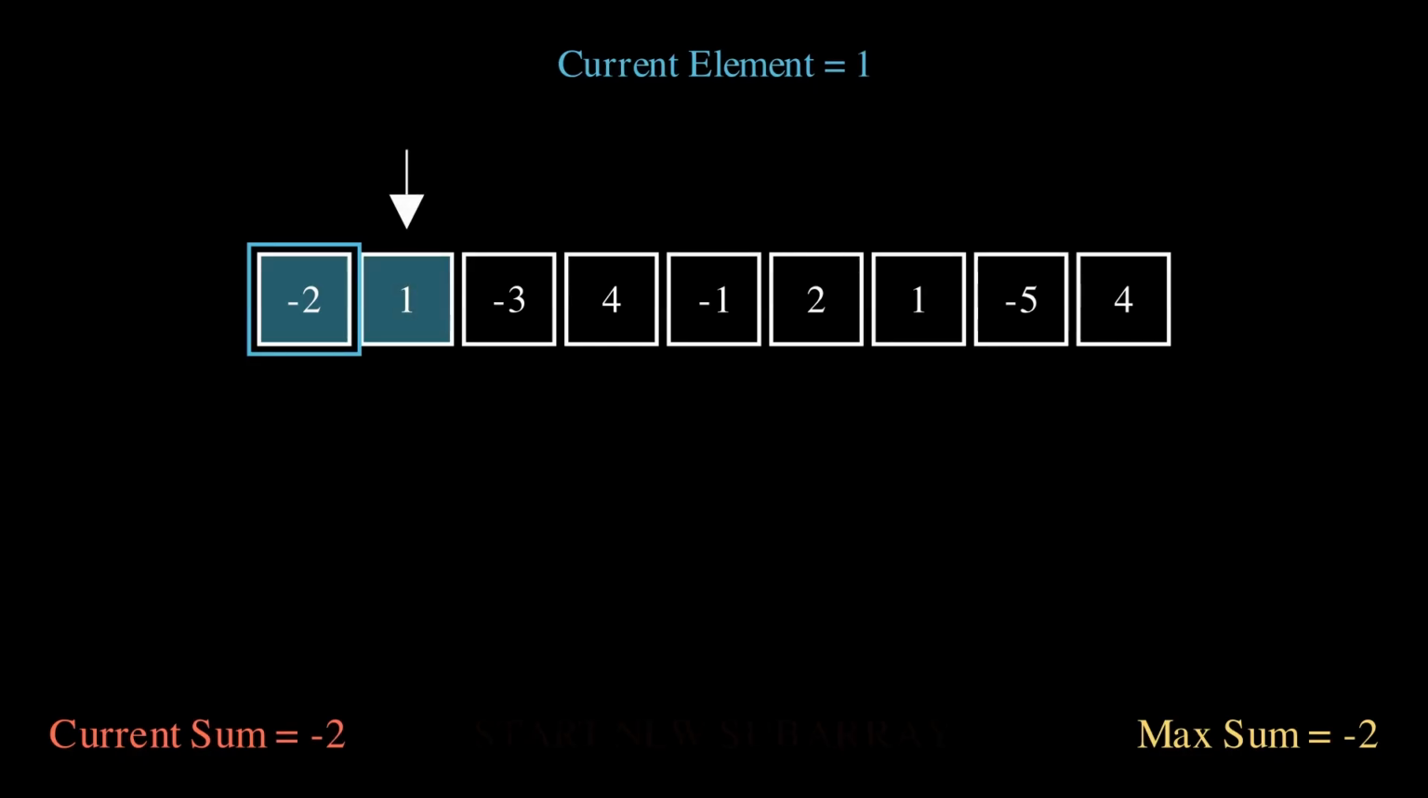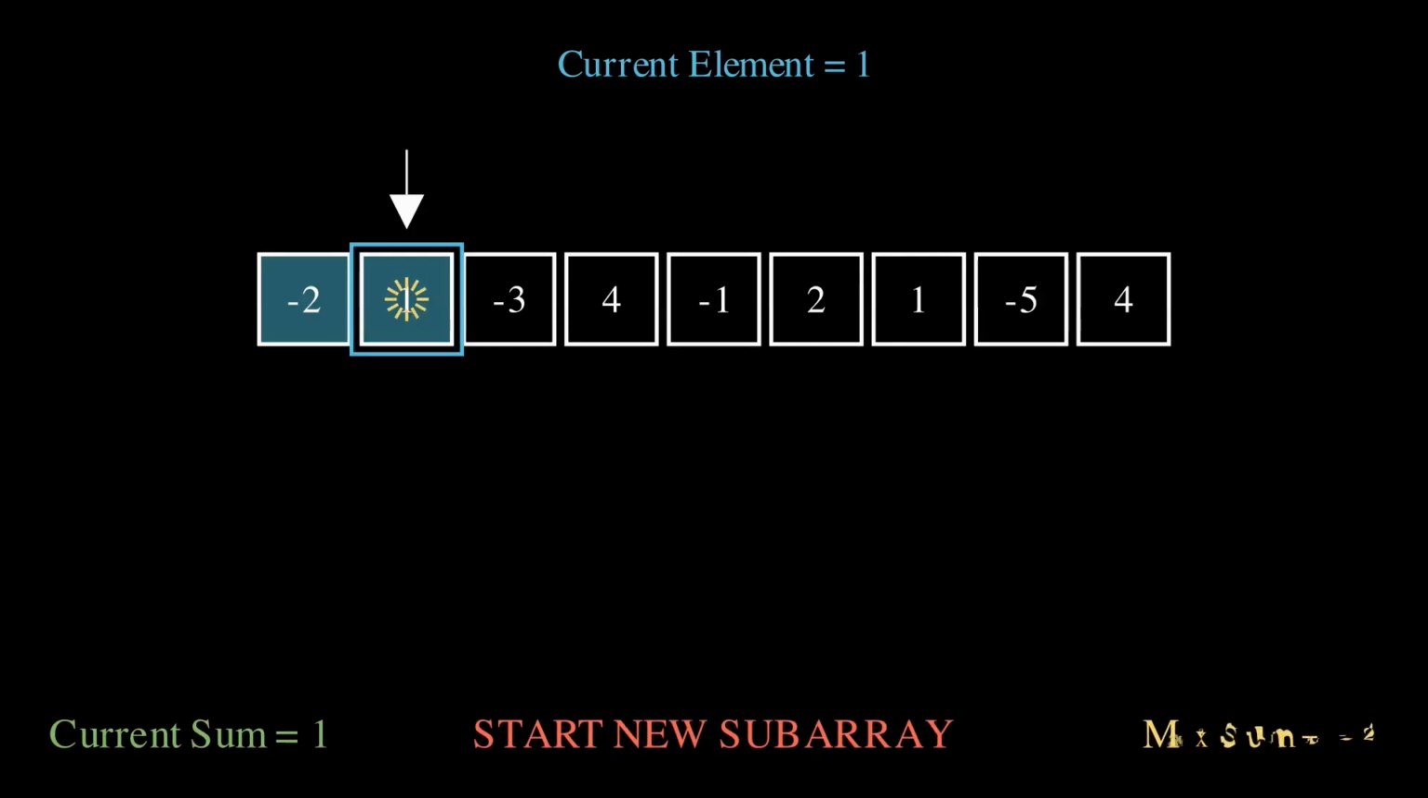Now we move to +1. At this point, we have a choice. Should we extend the previous subarray or start a brand new one? Starting fresh gives us a better sum, so we start a new subarray here. Current sum becomes 1, and maximum sum is updated to 1.